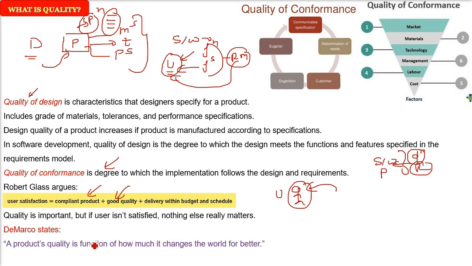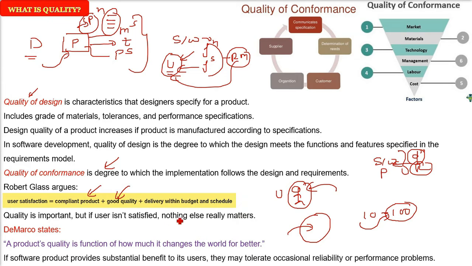Mathematically, if you see, product quality is a function of how much it changes the world for better. That is, how do you change the world? Because every single human being, if they are changed for better, the world will change. If you're getting $10, maybe you are getting $100, the world is better for you. Okay. So the product quality is a function of how much it changes the world for better.